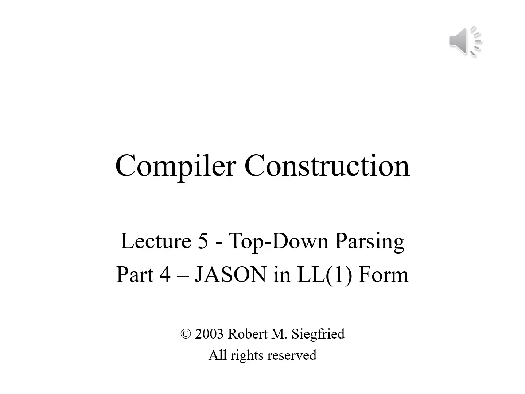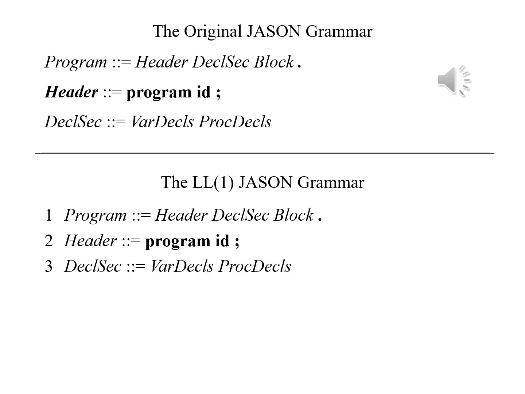In Part 4 of Lecture 5, we will discuss converting the grammar for the JSON language into LL1 form. Before we can do top-down parsing on the JSON programming language, we need to convert the original grammar into an LL1 grammar. As you can see here, we have on the top of the slide the original grammar and the LL1 form below. In these three productions, there is nothing that needs changing, and that's exactly what you see here, the exact same thing in both.